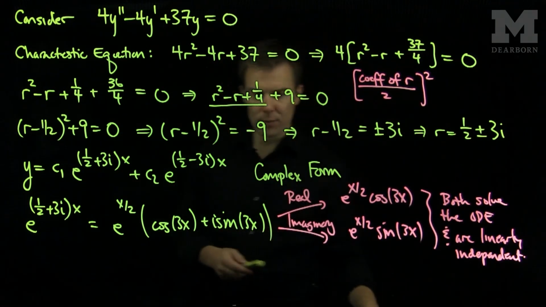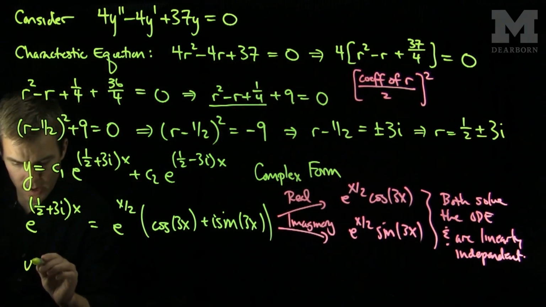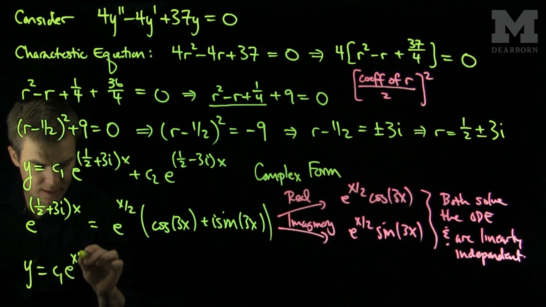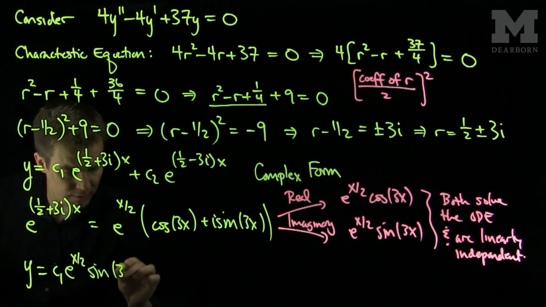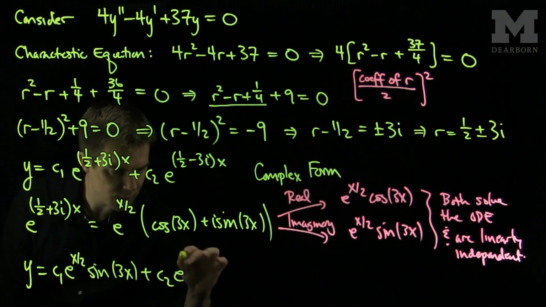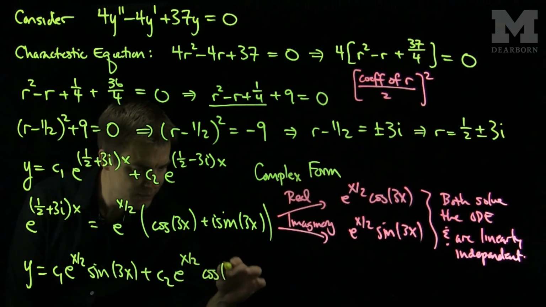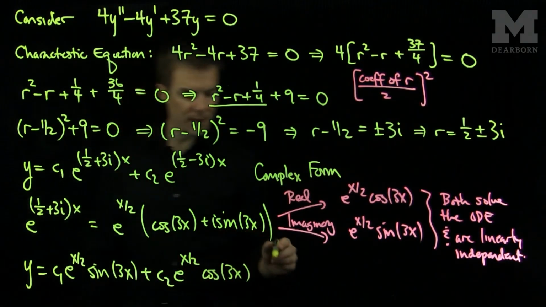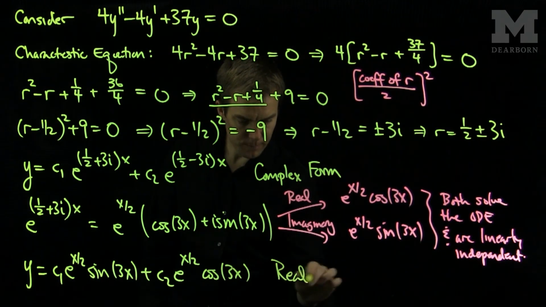So I can find the real form of the solution by saying that y is c1 e to the x over 2 sine of 3x plus c2 e to the x over 2 cosine of 3x. And this is the real form of my solution.